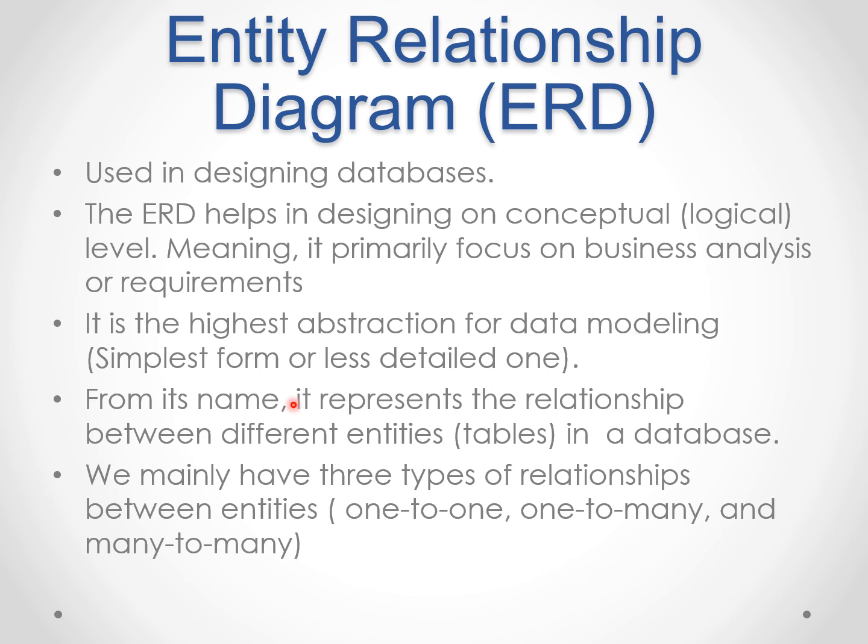Okay, again, from its name, it represents the relationship between different entities or tables in a database. So what are these relationships? Or what are the kinds of relationship that we can have between different tables or different entities? We have mainly three types. The first one is one-to-one, then one-to-many, and many-to-many. I know it's a bit confusing, but throughout the tutorial, you're going to grasp everything. So let's have an example on what kind of relationships can we establish between different entities.